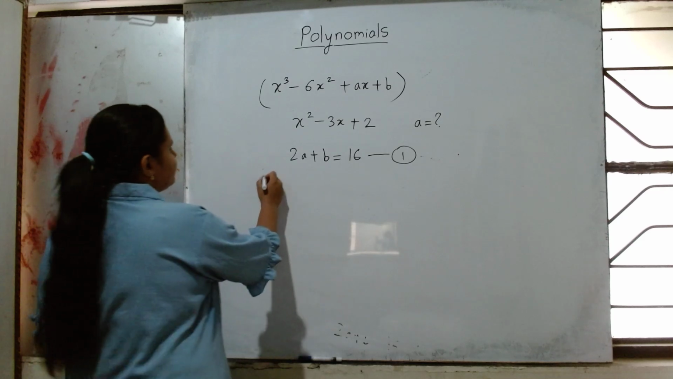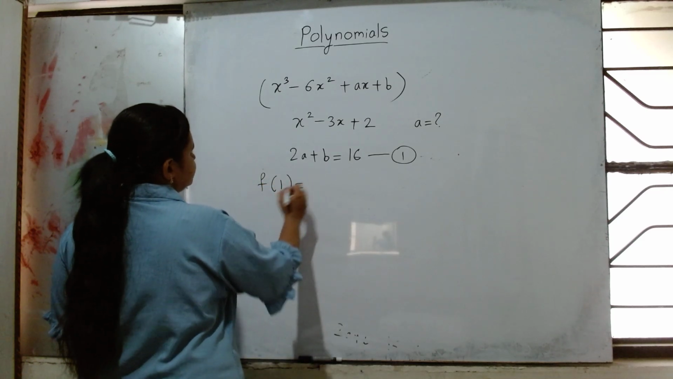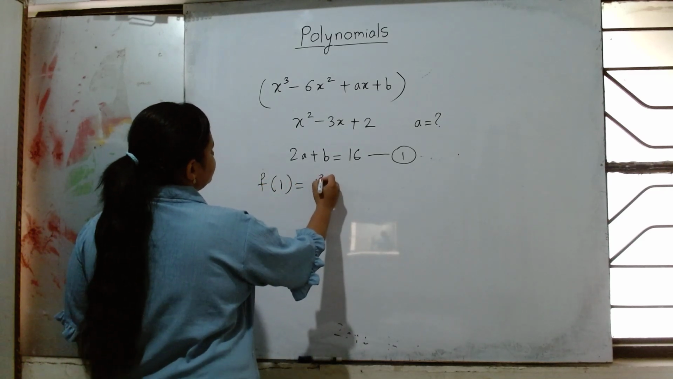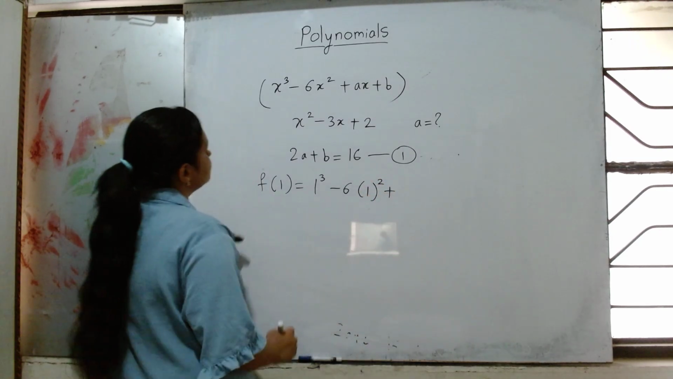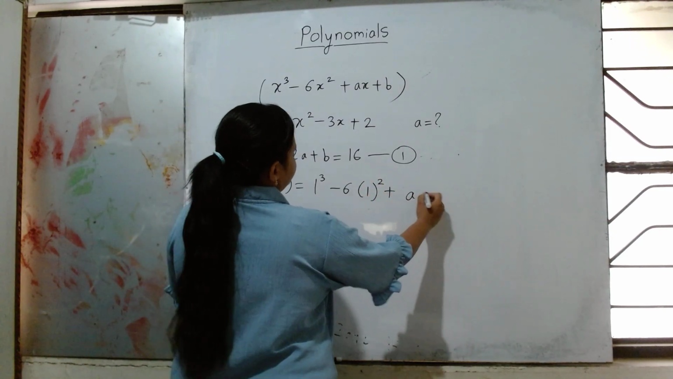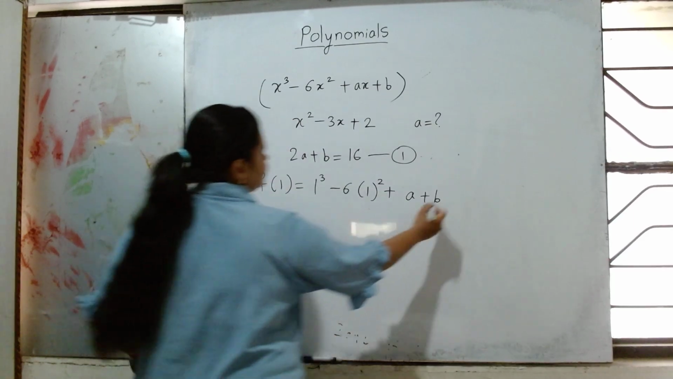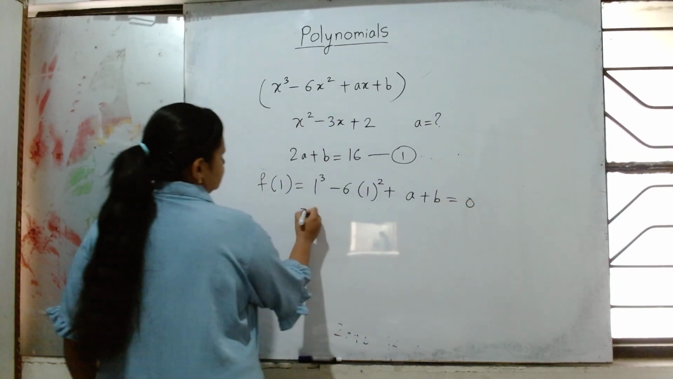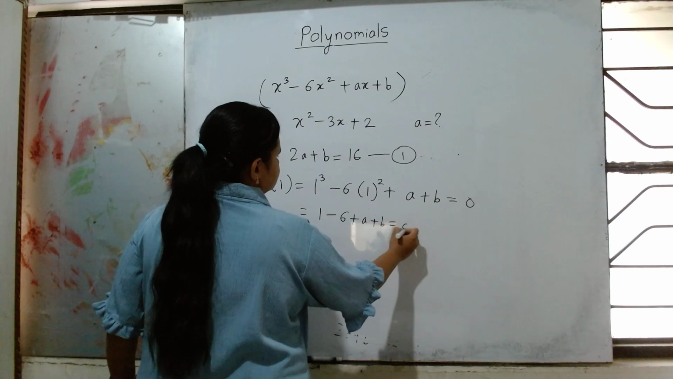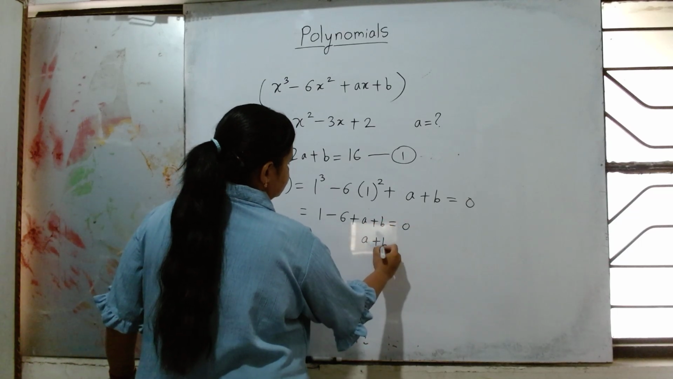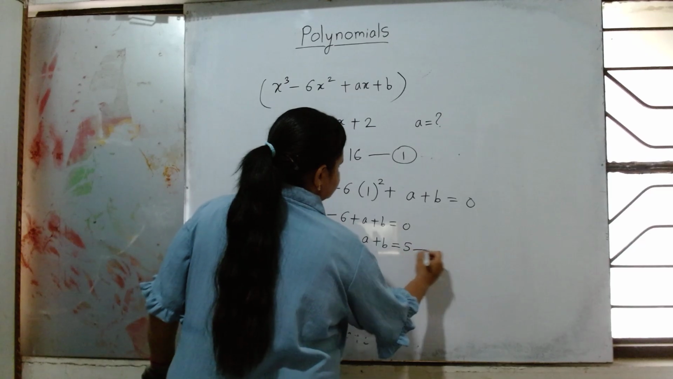Now we will find f of 1. F of 1 will be 1 cube minus 6 times 1 square plus a plus b. It will be equal to 0. 1 minus 6 plus a plus b. So a plus b will be 5.